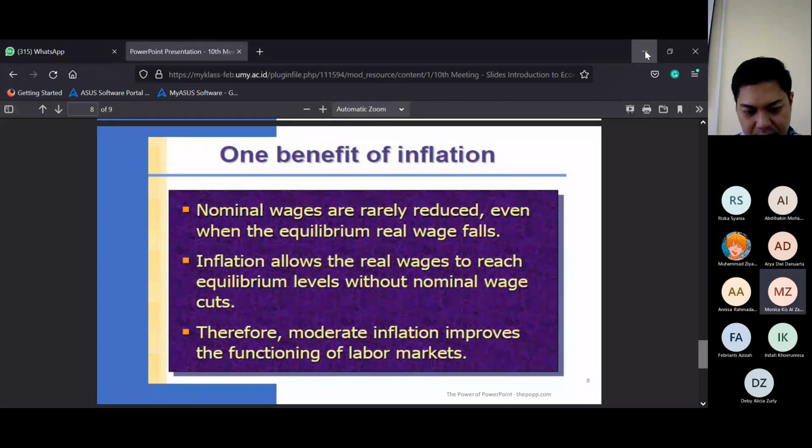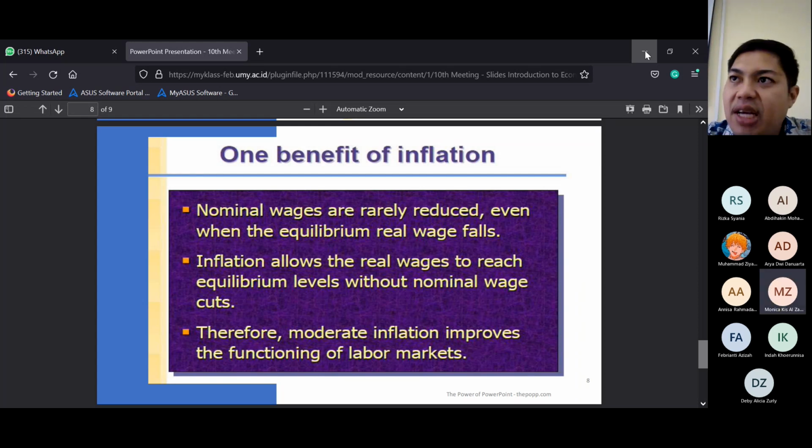One benefit of inflation: nominal wages are rarely reduced even when the equilibrium real wage falls. Inflation allows the real wage to reach equilibrium levels without nominal wage cuts. Therefore, moderate inflation improves the functioning of labor markets.